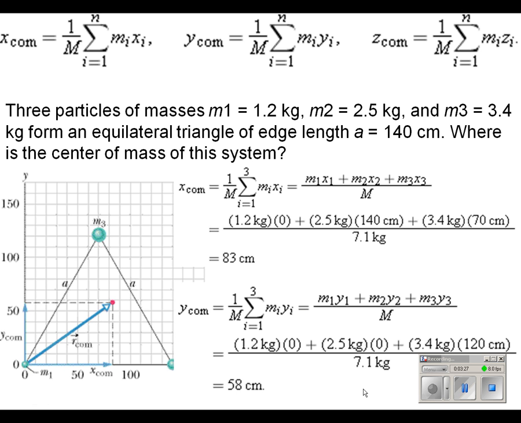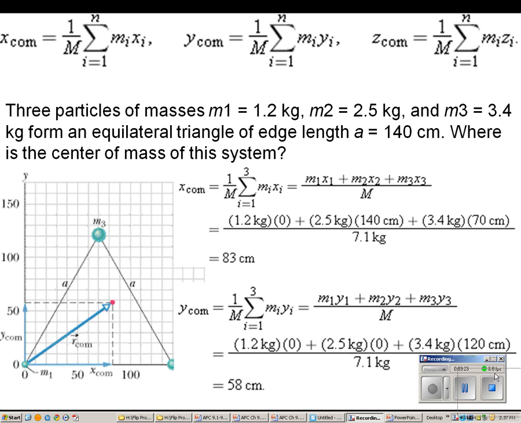Now you're going to do this exact same thing, but for the y-axis. And you just do the different positions. You notice that the first 2 masses have their y-axis value as 0. And then the third mass is up here at 120 centimeters, and its position is 58 centimeters. So we have 83, 58 is our point of our center of mass.